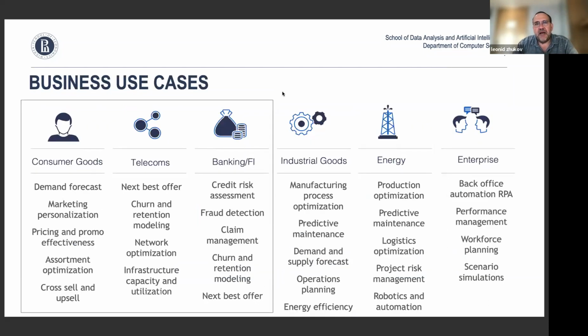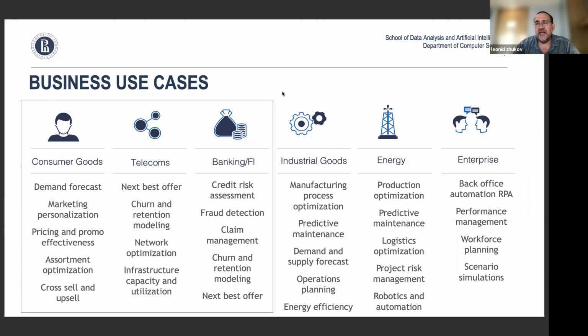Now, I'll move forward and say a few words about very different use cases that you might see in business, where data scientists can work. Here they are sorted by different domain. So for example, if you think about the CG or consumer goods domain, then of course the business problems that you might want to solve are demand forecast, trying to predict demand in the future.